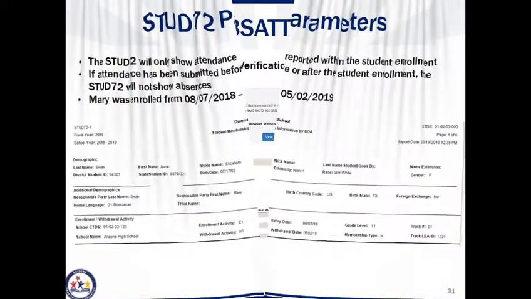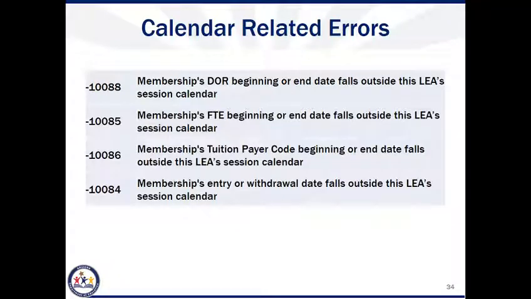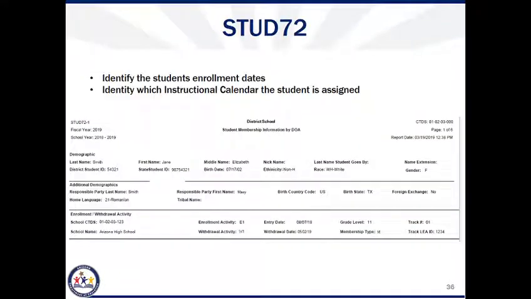So let's go back all the way. We've opened that window. We're looking at the ABSATT10. And now we're at our calendar related issues. Understanding that those elements of data all have individual pieces will help you understand where to look for those. So verify the student using the Student Analysis tool or the Stud 72. Very, very powerful tool for you to just be able to pull those reports up and quickly and briefly look at what could be missing. So on this one, we've established the same dates, 8/7 to 5/2.